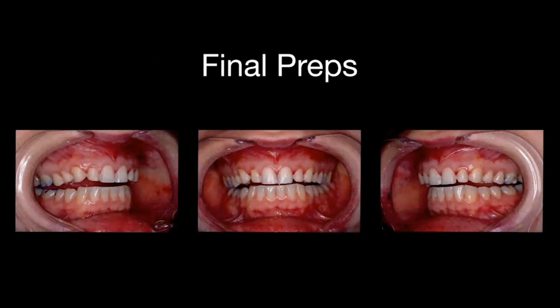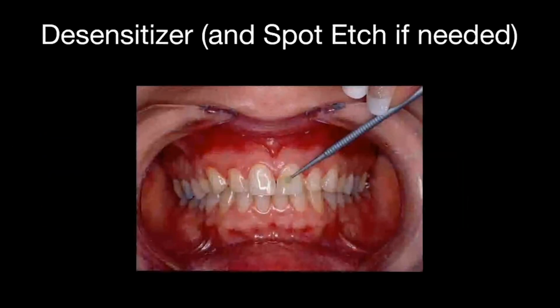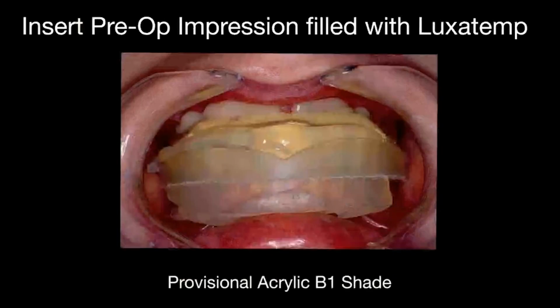And then your final preps, that's what they look like. And then I make sure I take the photos for the lab of the preps as well. I want them to see what's there and record it all, occlusal and close up. And then I desensitize and spot etch the teeth only if necessary. So I'll spot etch generally the center of the tooth because I want to be able to bond the teeth.